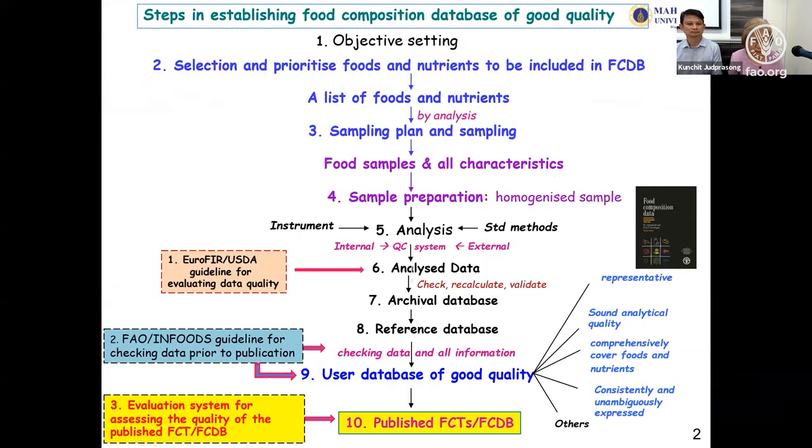Since some of the participants may not be food composition database generators, may I first review the steps to establish a good quality food composition database. The first step, we have to set the objective and then select and prioritize food and nutrients to be analyzed, which can be based on the National Food Consumption Survey and the nutritional problem in each country. Then prepare a sampling plan and collect representative samples. Then we prepare the sample to be homogenized and then analyzed.